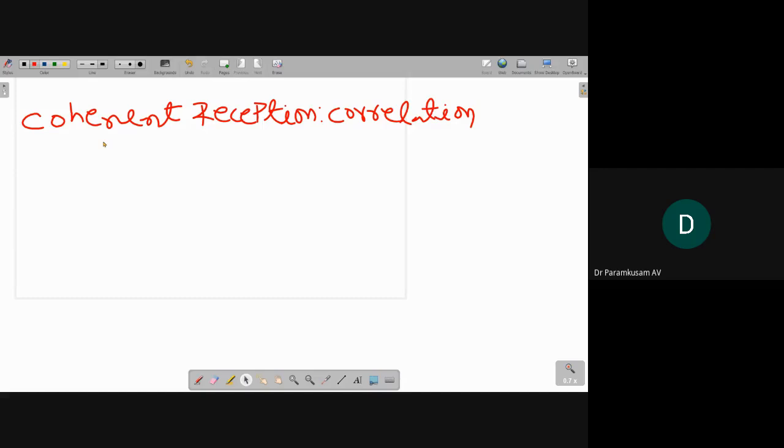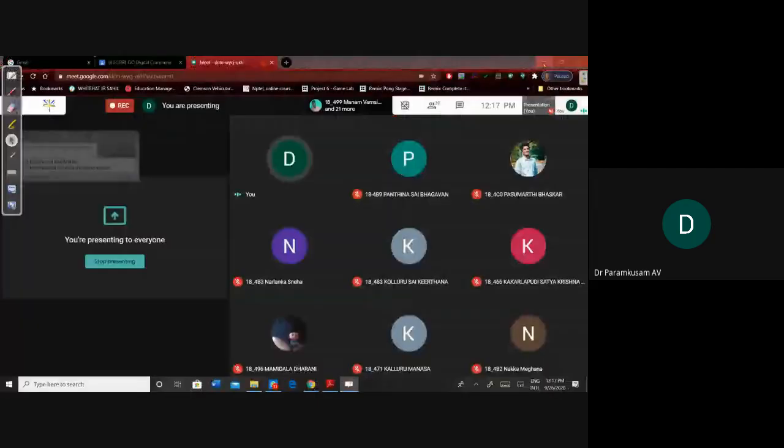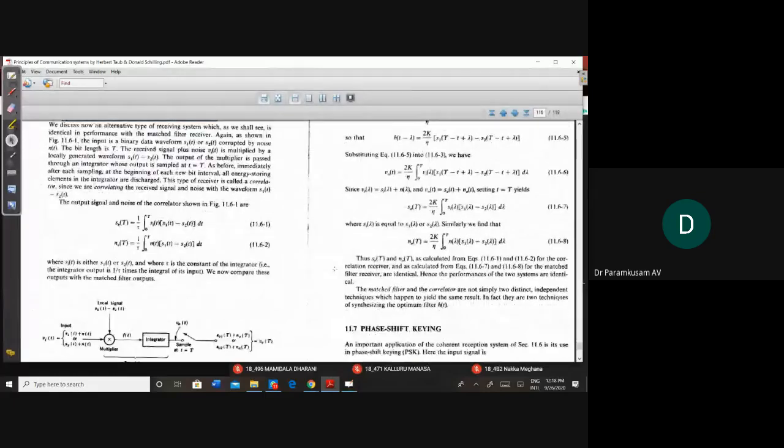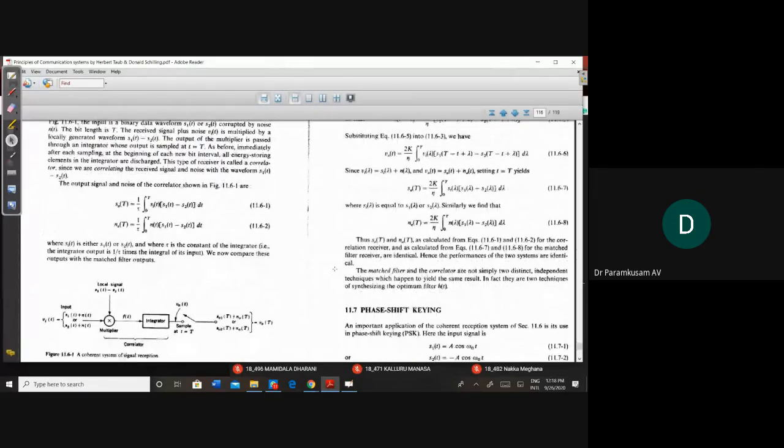Now we see the correlator, coherent reception. At the end of this lecture, we will show that the matched filter output and the correlator output are the same. The matched filter and correlator are the same.